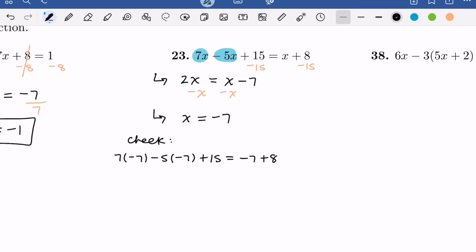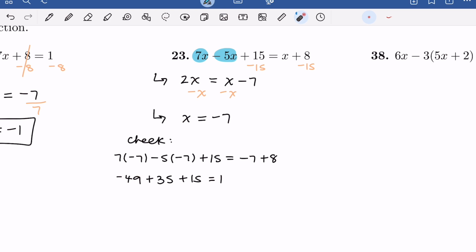All right, doing so, we're going to have 7 times -7. This is going to give us a -49. Then here we have a -5 times a -7. Remember, a negative times a negative here is going to give us a positive value. So we're going to end up with +35 here. And then we're adding 15 to that. And on the right-hand side, we have 1.